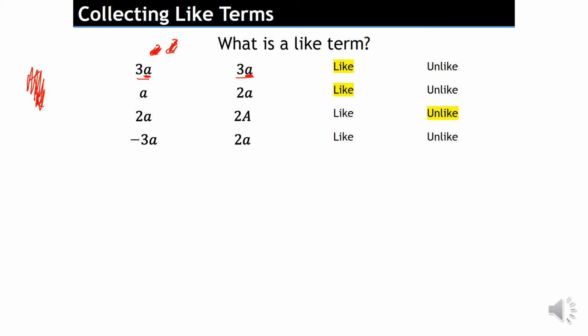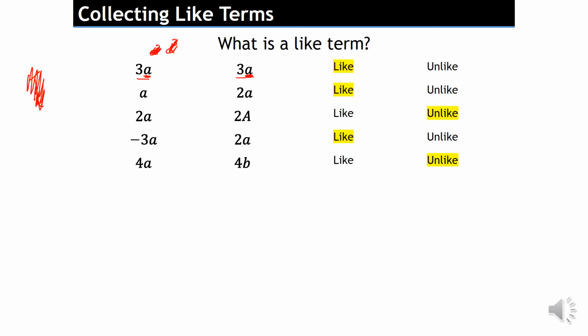Okay, minus 3a and 2a. So again, just thinking, what about the letter? Is the letter the same? Has it got any powers? If it's the same and it hasn't got any powers, it's going to be like. So this one is like, well done if you got that. Okay, what do we think for this one, 4a and 4b? This one is unlike. So even though the number is the same, the letter is different, and that's what tells us if it's a like term or not.